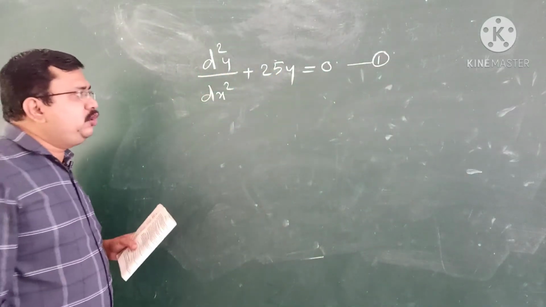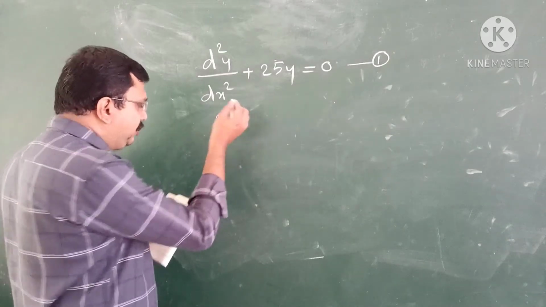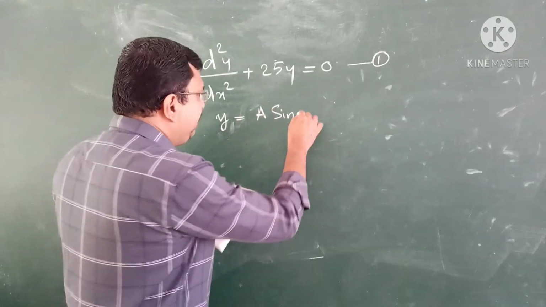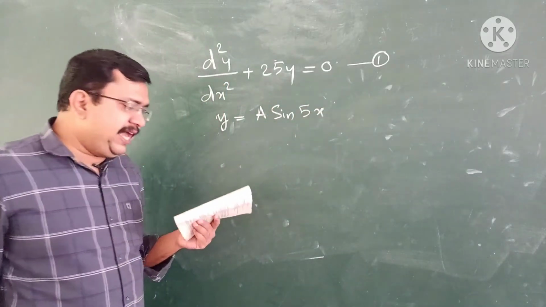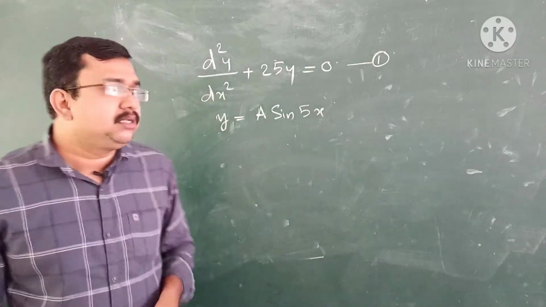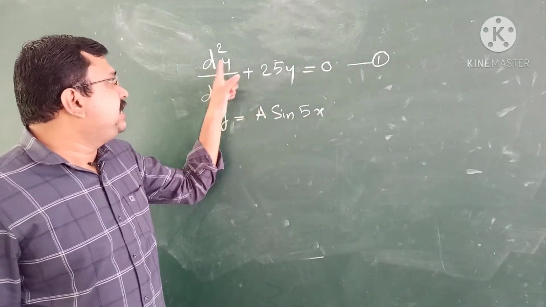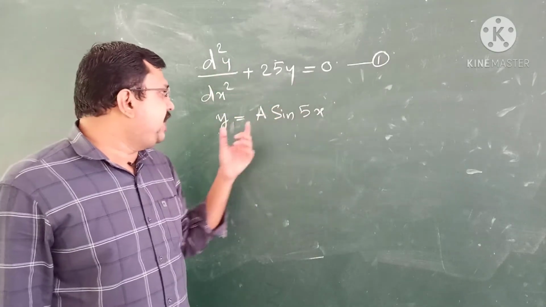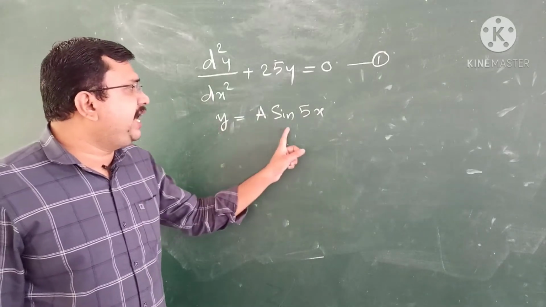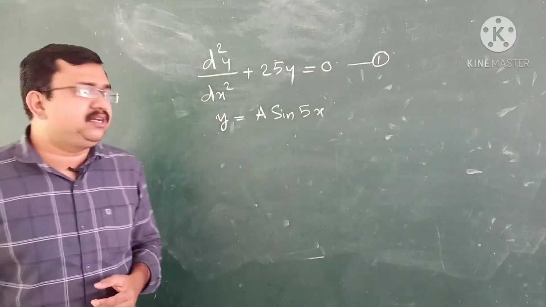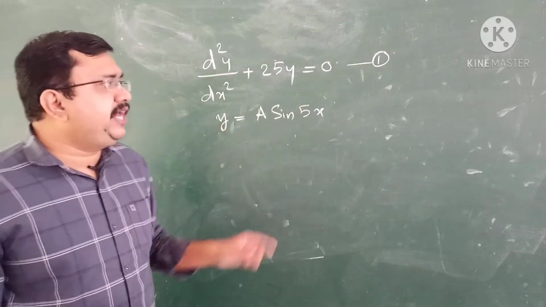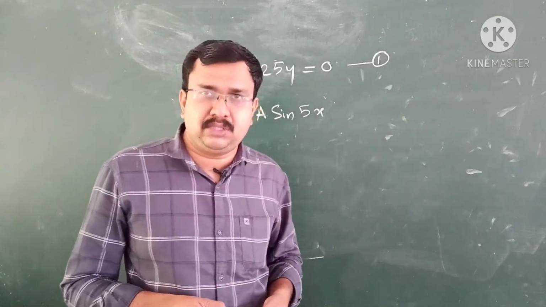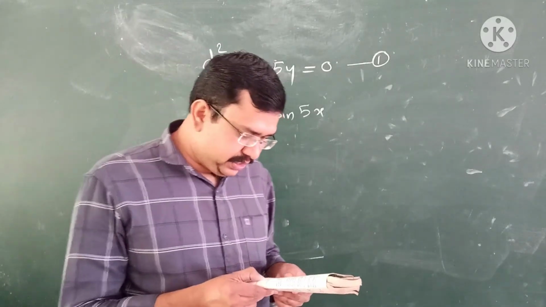Suppose that the solution is y equal to capital A sin 5x, where A is an arbitrary constant. Our differential equation is d square y by dx square plus 25y equal to 0. Suppose that its solution is y equal to A sin 5x. We can verify it. First, y equal to A sin 5x. Remember that here A is an arbitrary constant.